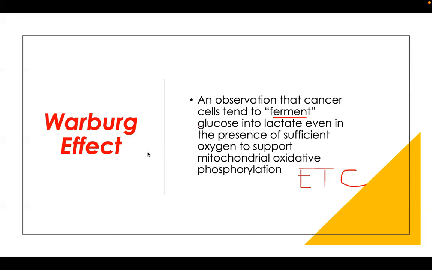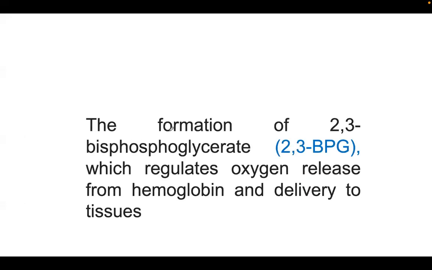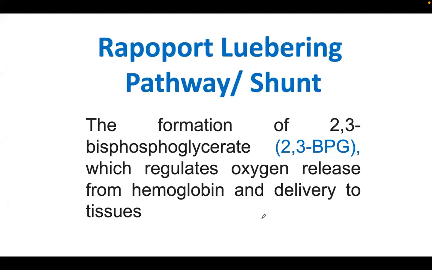top the exam. Okay, so please take note of this. Now, this one also came out very recently. What is this pathway wherein there is the formation of 2,3-BPG or 2,3-bisphosphoglycerate, which regulates the release of oxygen from hemoglobin such that it will be delivered to the tissues? What do we call this pathway? Okay, this is the famous Rappaport-Lubering pathway, also known as the Rappaport-Lubering shunt. Okay, please take note of this.